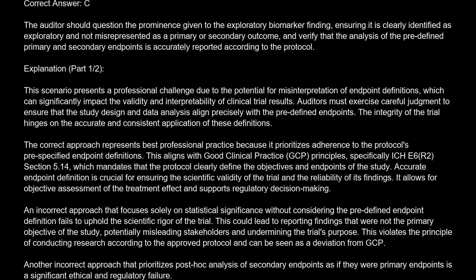An incorrect approach that focuses solely on statistical significance without considering the predefined endpoint definition fails to uphold the scientific rigor of the trial. This could lead to reporting findings that were not the primary objective of the study, potentially misleading stakeholders and undermining the trial's purpose. This violates the principle of conducting research according to the approved protocol and can be seen as a deviation from GCP.